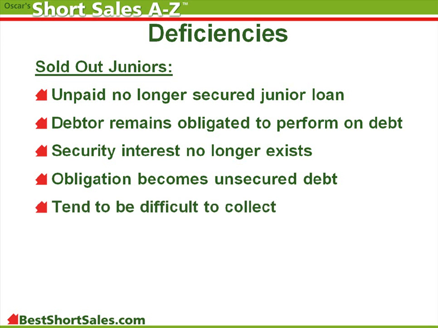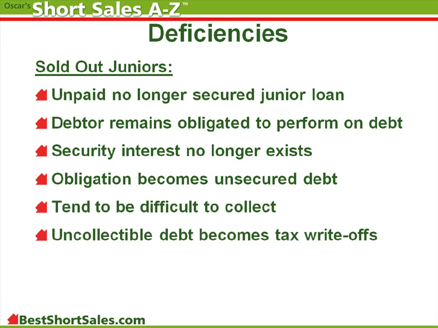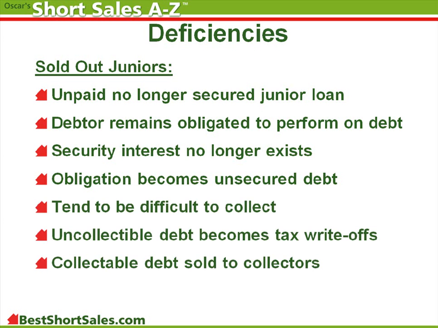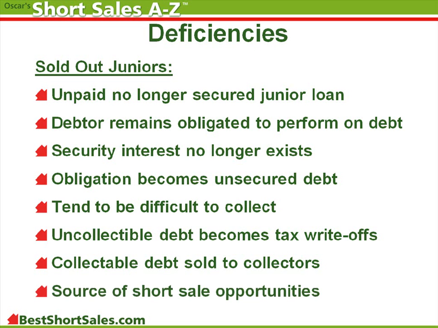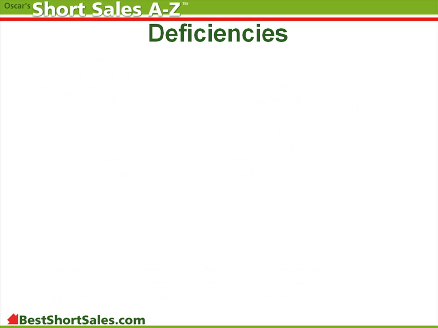Sold-out juniors tend to be difficult to collect. Creditors typically claim uncollectible debt from insolvent or bankrupt debtors as a tax write-off from bad debt. Collectible debt promissory notes are typically sold at a high discount to note-buying collectors. Sold-out juniors are the source of the majority of short sale opportunities. Collections are difficult for the creditor and unpleasant to the debtor.